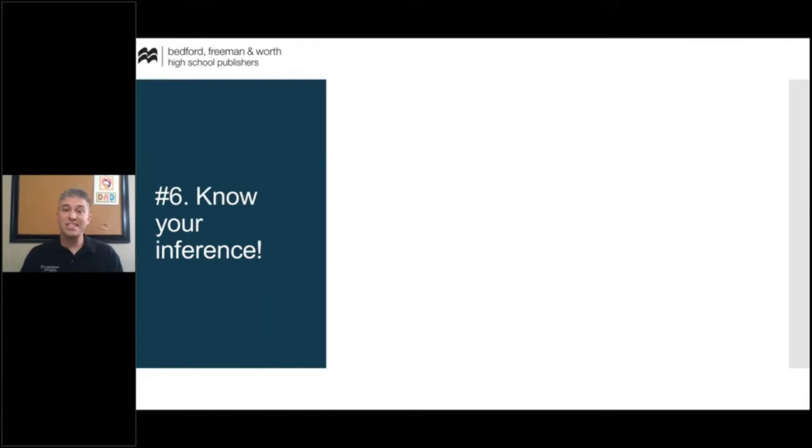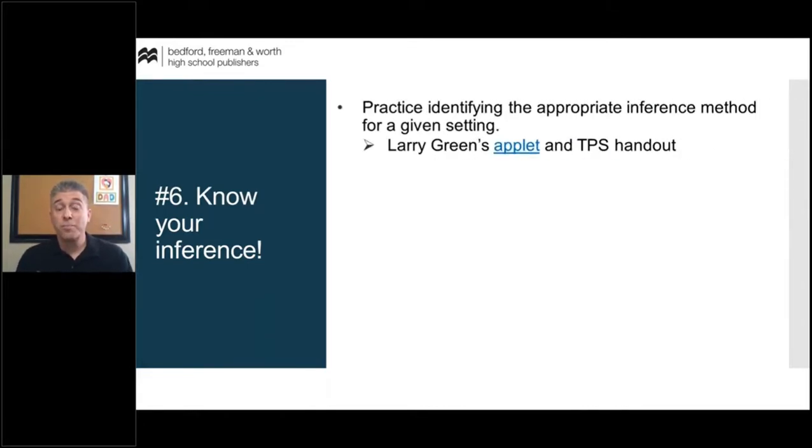All right, tip number 6 is know your inference. So you want to practice identifying the appropriate inference method for a given setting. Larry Green has a great applet, which I'll quickly link to, as well as we have a TPS handout in the teacher's resource materials.